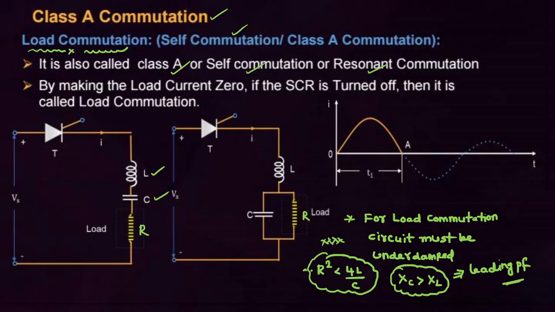R square greater than 4L by C, that is over. But here the circuit must be an underdamped circuit. If you select the underdamped circuit, naturally the load current is 0. That is based on the L and C elements.